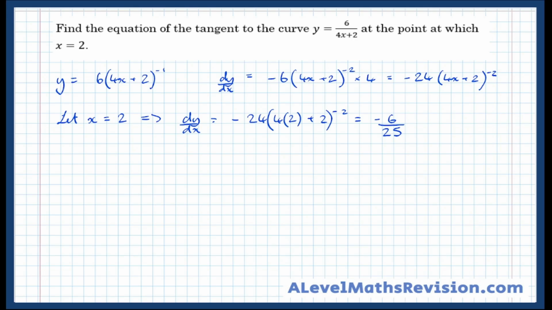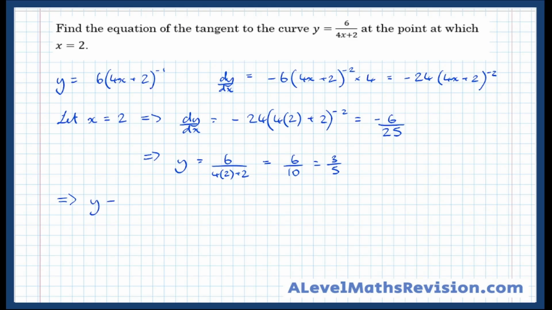Right, anyway, so we've got the gradient. Now we need the point on the line. So, again, x equals 2 implies that y equals 6 over 4 lots of 2 plus 2 equals 6/10 or 3/5. Right, okay, so now we've got everything we need to find the equation.